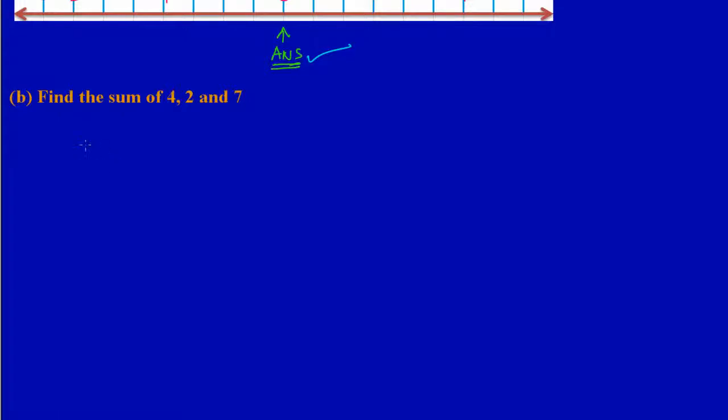In this lesson, again, we're going to be looking at adding single digits. Here we're asked to find the sum of 4, 2, and 7. I've used the word sum to indicate to you that sum means to add. So basically what they're asking us to do is to add 4, 2, and 7.